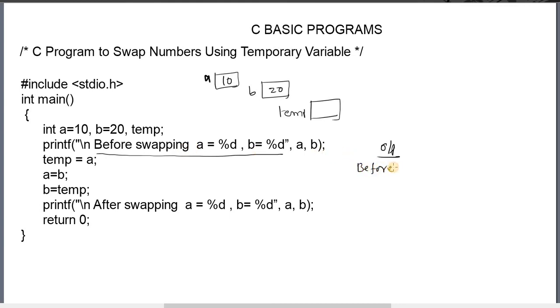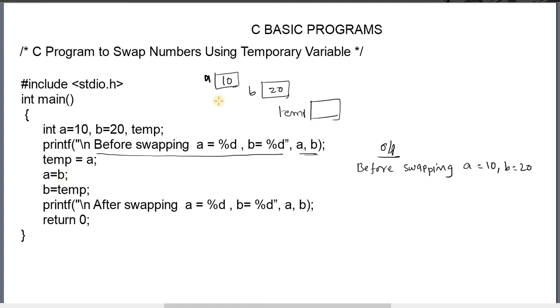Before swapping, a is equal 10 here, comma b is equal to 20. Just we will get a b values in place of the specifiers. Here given a b values.